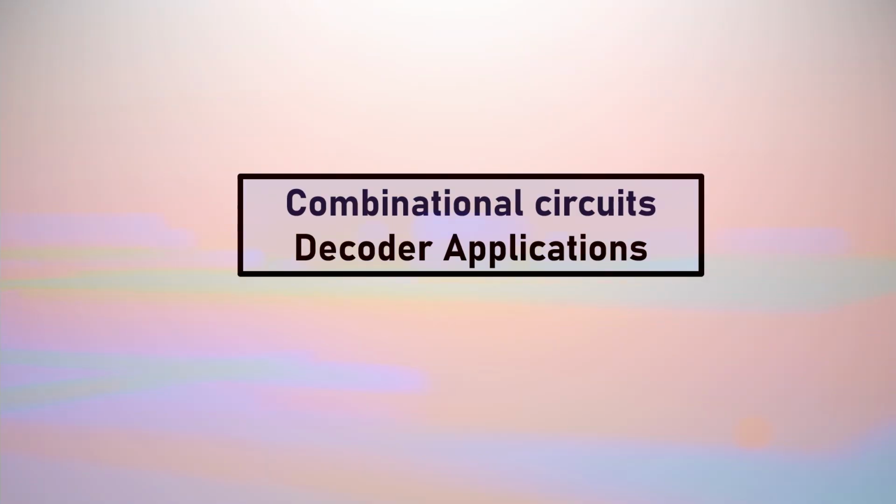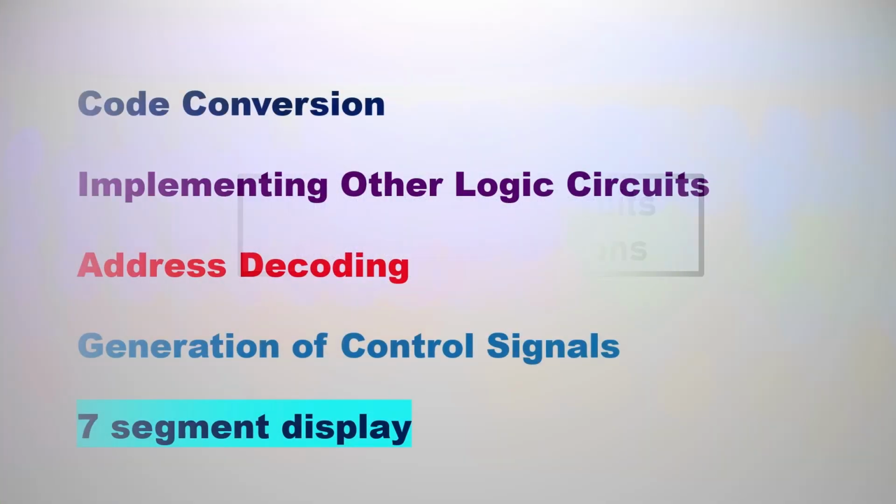In this video we are going to discuss the decoder applications. So let's start. We have some applications here. These are the things that we are going to discuss, except the 7-segment display. The first one is code conversion, then implementing other logic circuits, address decoding, and generation of control signals. These four applications of the decoder we are going to see in this video.